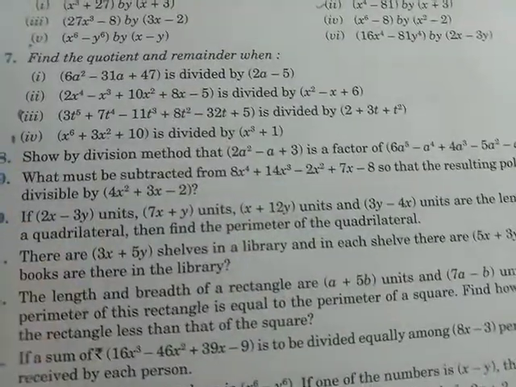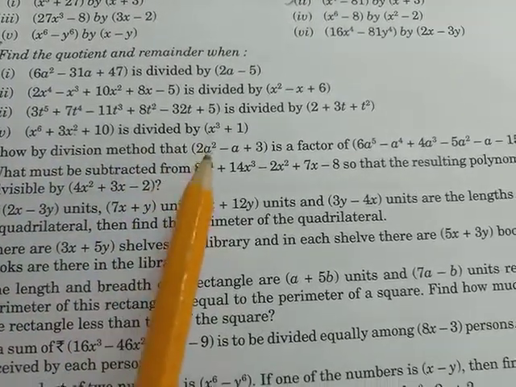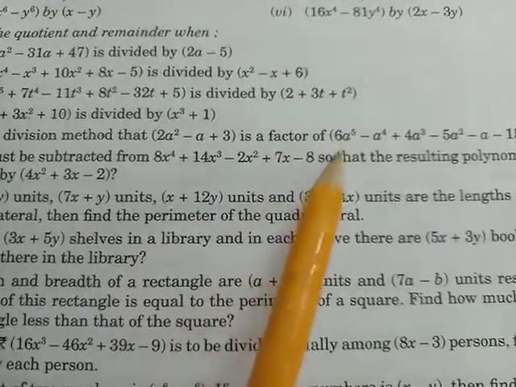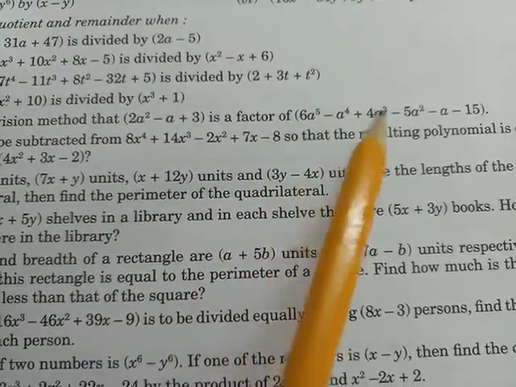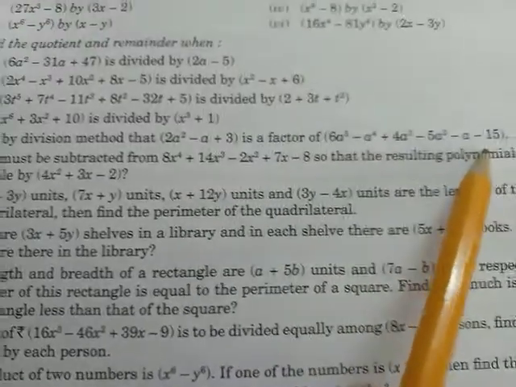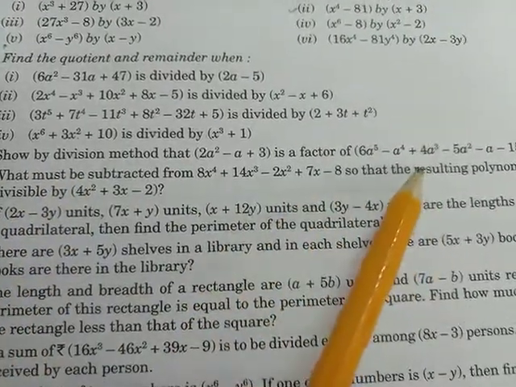Now I discuss question number 8. Show by division method that 2a square minus a plus 3 is a factor of 6a to the power 5 minus a to the power 4 plus 4a cube minus 5a square minus a and minus 15. See children, what we have to do? We have to show that it is a factor.